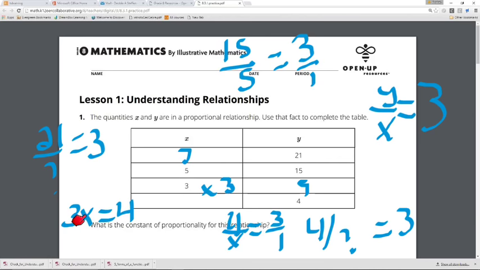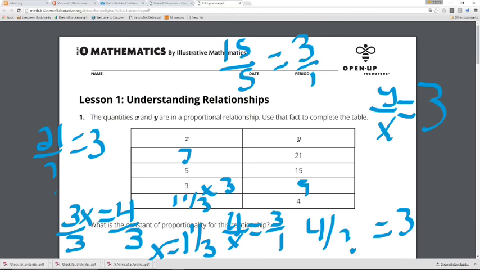And then you should know how to solve a simple equation like this. I want to get the x by itself, so I have to undo multiplying by 3. To undo multiplying by 3, I use the opposite operation of division. I divide by 3 here, and I divide by 3 here, and that gives me x equals 4/3, which is the same as 1 1/3. And so the answer to that was 1 1/3. I'm done with my table now.